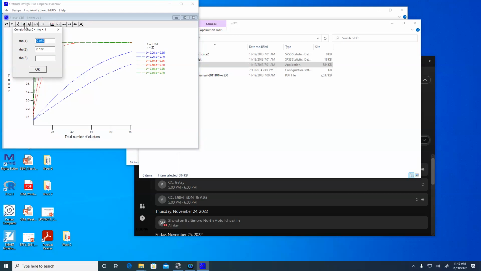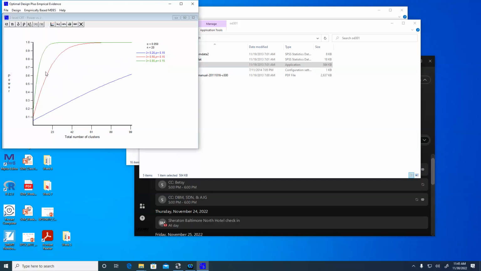So now this is my ICC. Typical school-based studies usually have an ICC of like 0.15. So let's change this to 0.15. And for now, I'm not going to have a second ICC, just so it'll simplify my power curves. Okay, all right, there we go. So now we can take a look at what we've got. And that's it, I'm done. Now you can see over here, it's telling you what you set.